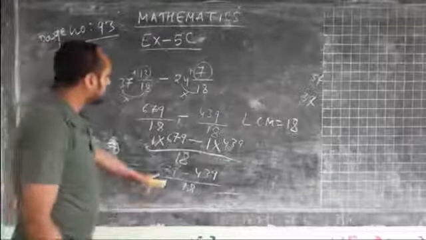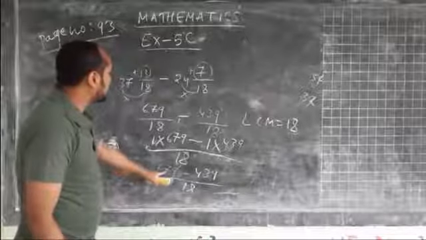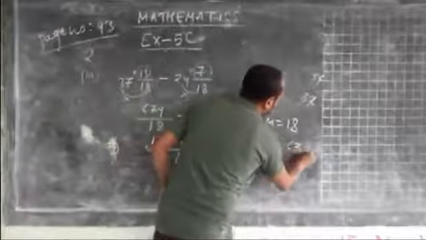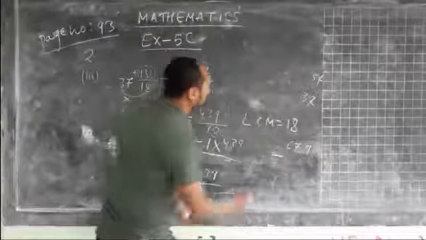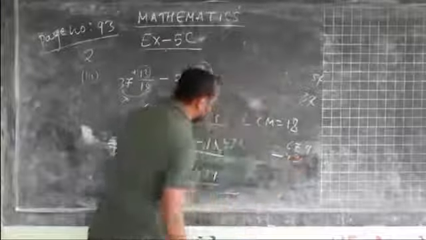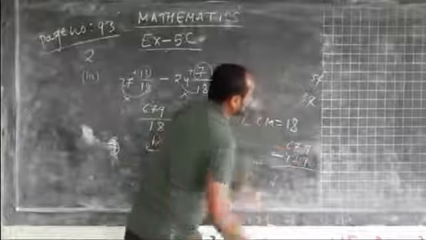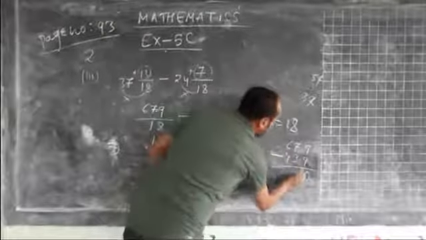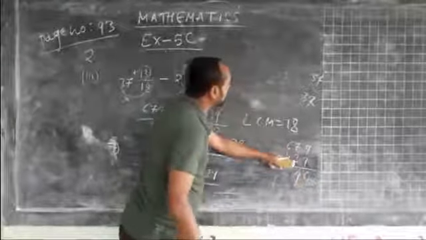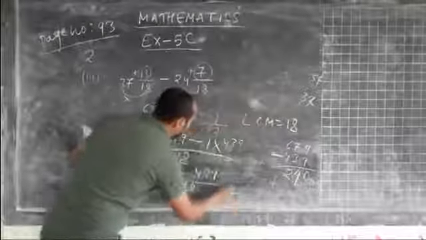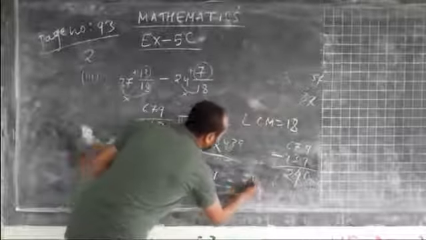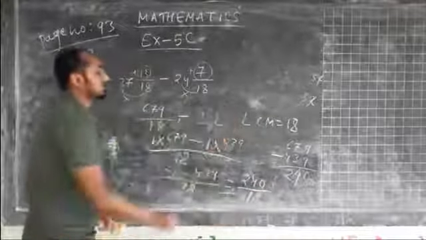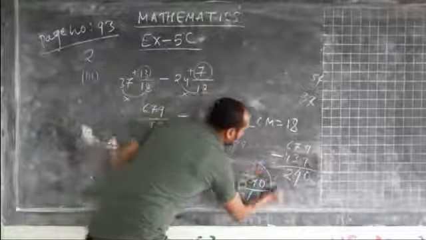Now what we have to do is subtract this 679 minus 439. So do it here, 679 minus 439. So 9 minus 9 is 0, 7 minus 3 is 4, 6 minus 4 is 2. So here how much will we get? It will be 240 divided by 18. So this will be your answer.